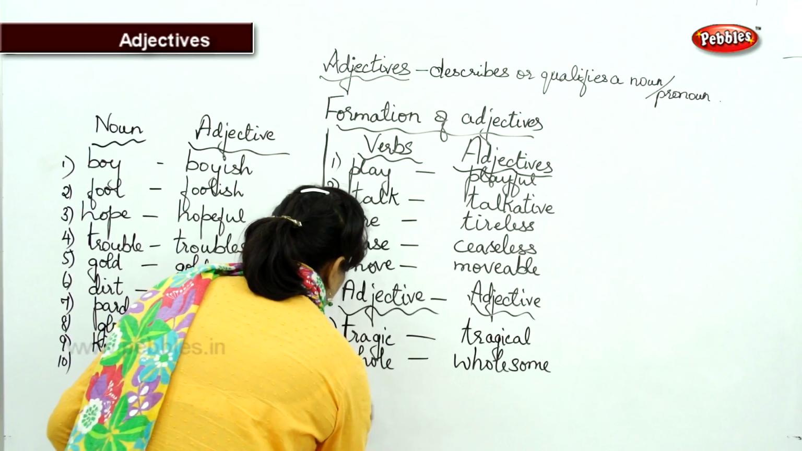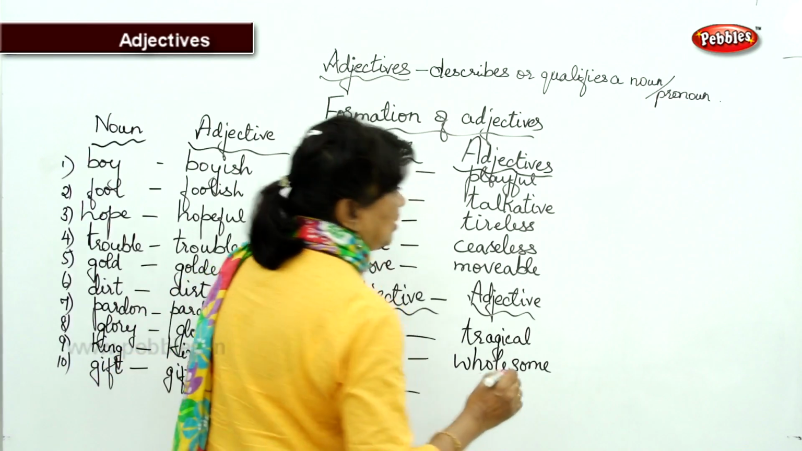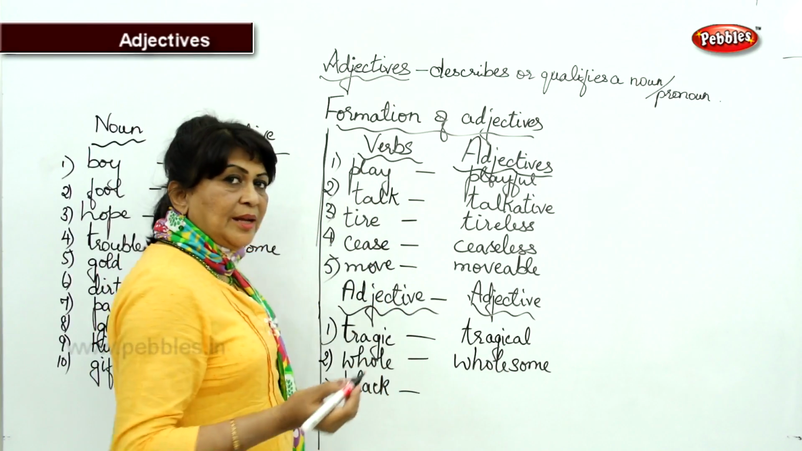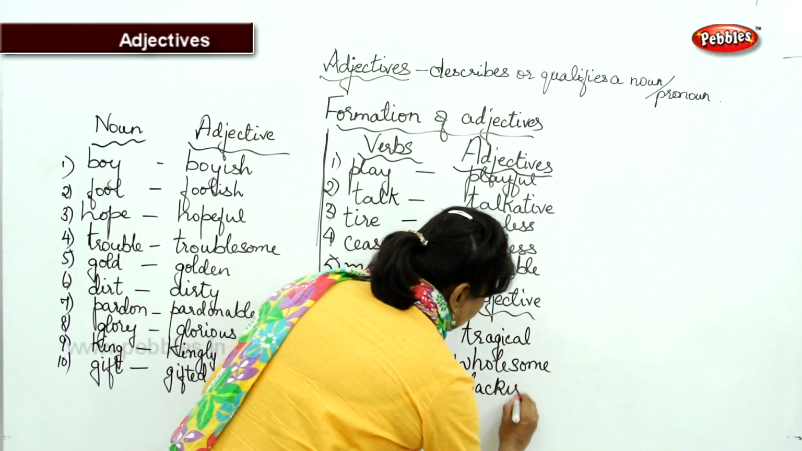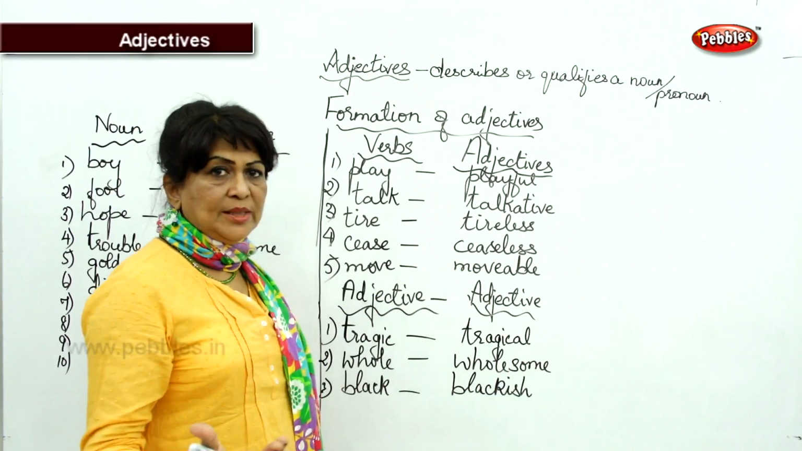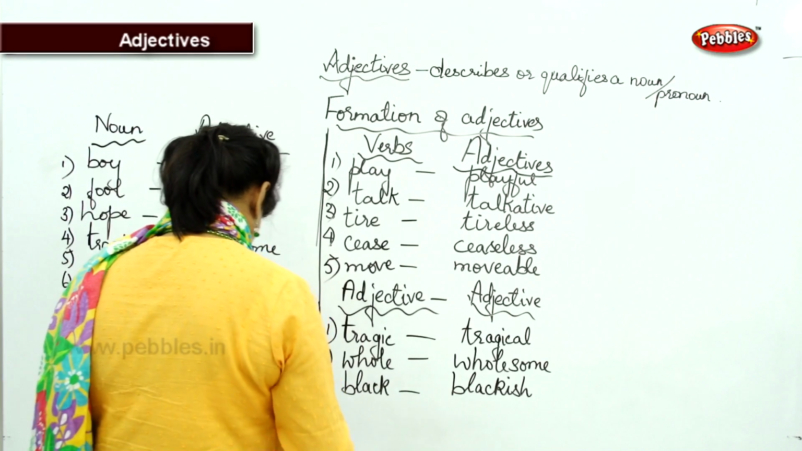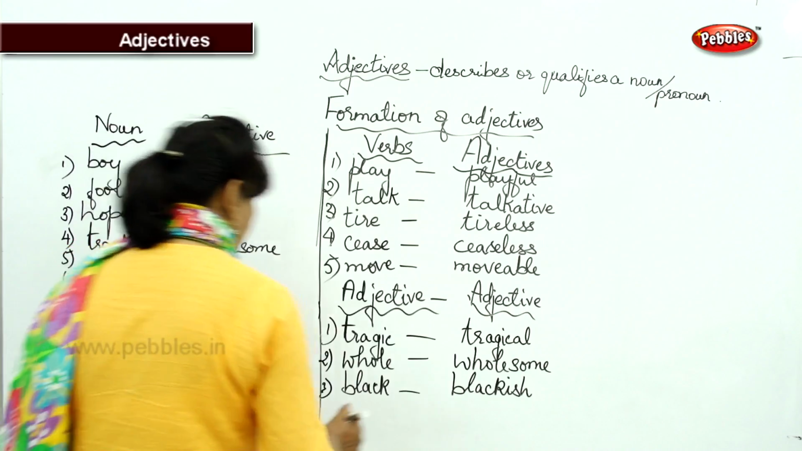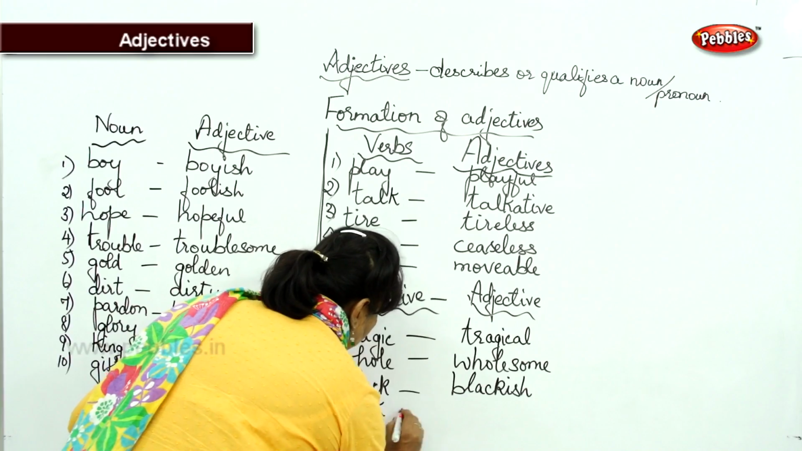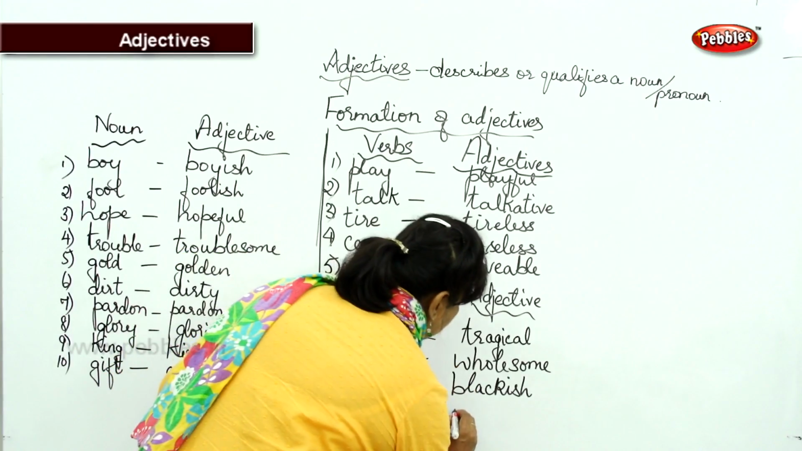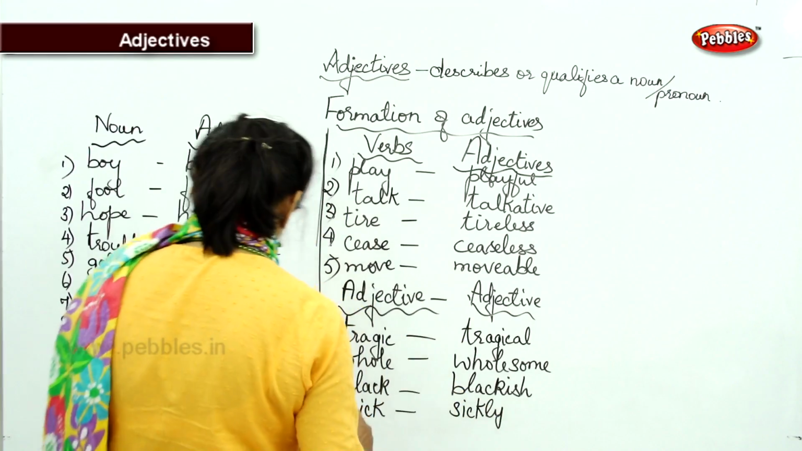Next one, black. Any color is an adjective, but we can convert it into another adjective as blackish. So, blue, bluish, green, greenish, white, whitish. Okay. Sick. He is a sick person, sickly.